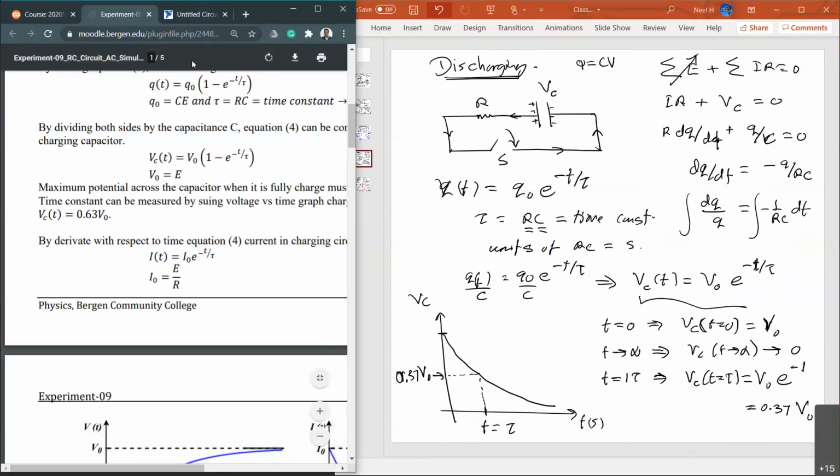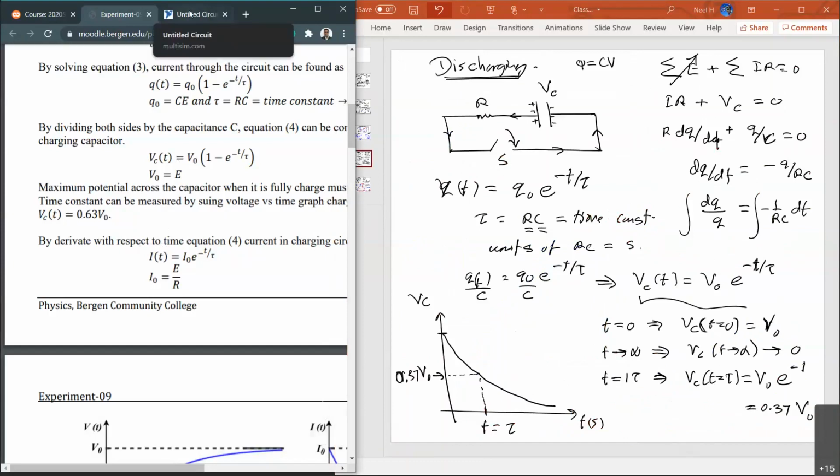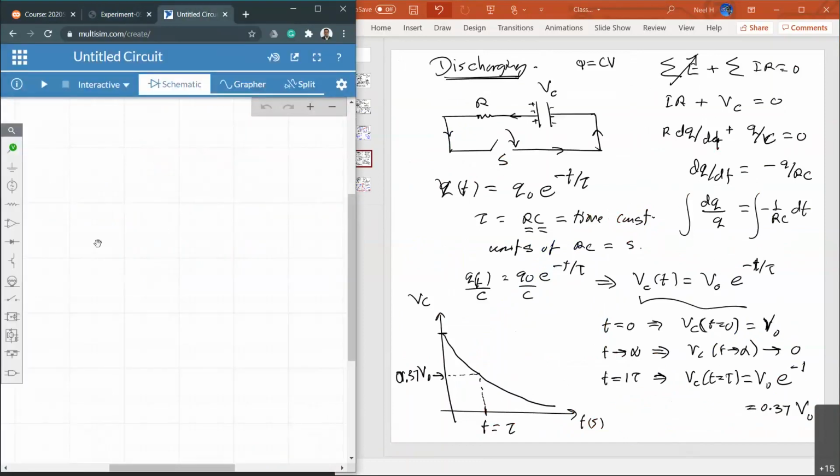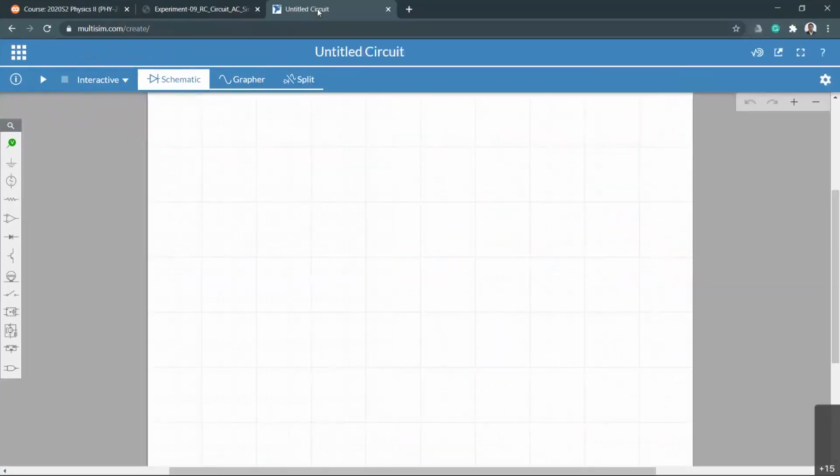Okay, so let's go to the Multisim simulator and take a look at how it looks. You used this in Monday's class, so you should have a login. You can use the same login. And actually you can save your circuits too if you want to. If you want to revisit a circuit later when you're doing the lab report, there's an option to save every single circuit you make. So let's build this circuit first.